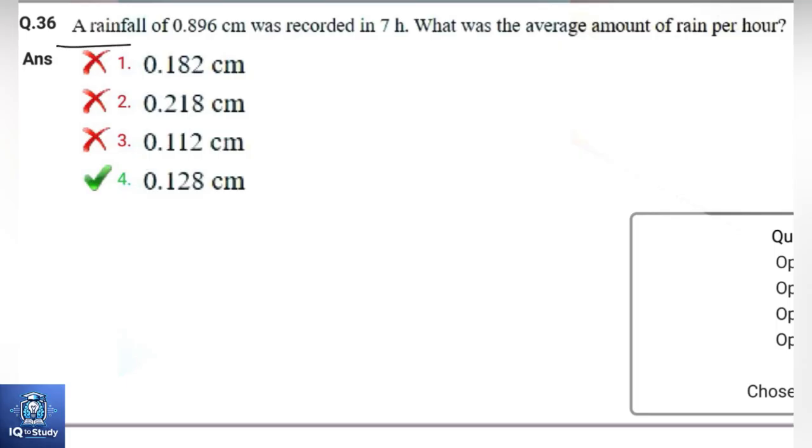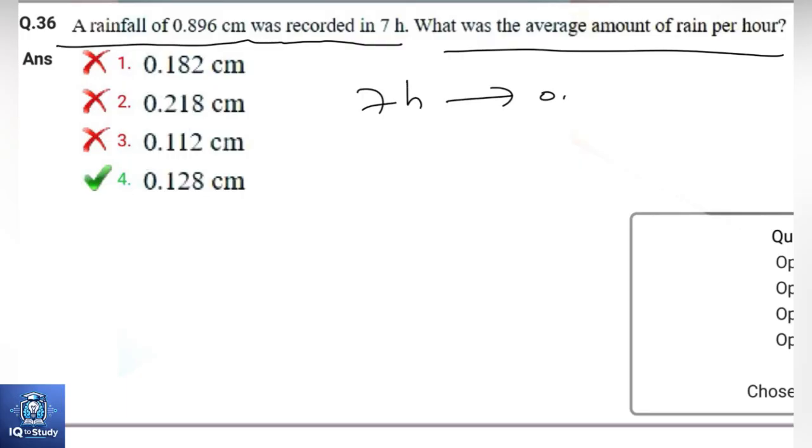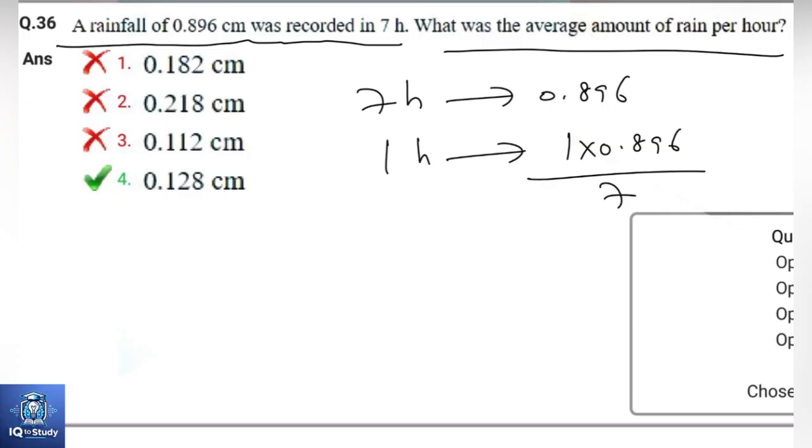A rainfall of 0.896 centimeters was recorded in 7 hours. What was the average amount of rain per hour? For 7 hours, it is recorded as 0.896. We have to calculate per hour. So for 1 hour, it is equal to 1 into 0.896 divided by 7, which is equal to 0.128 centimeters. So option 4 is correct.